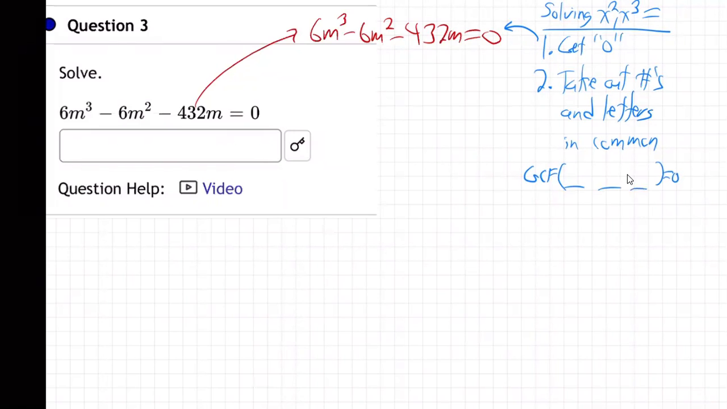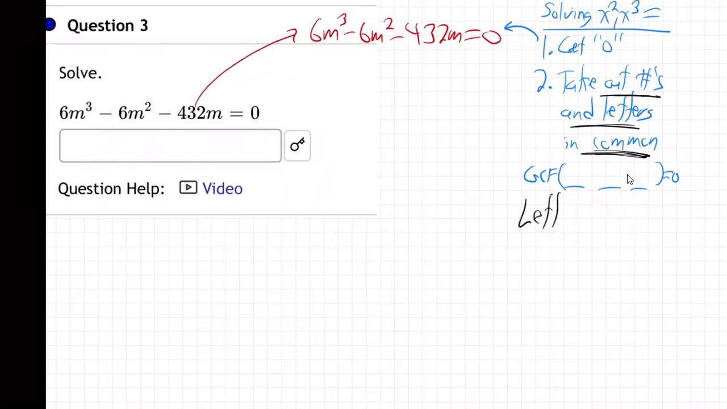So let's look up here. What's in common? Like what goes into all? They all have an M, don't they? They all have an M. So let me help with this. Take out, I said numbers and letters in common. So you're going to take out the lowest power on the letter. Well, let me write that a little bit better.